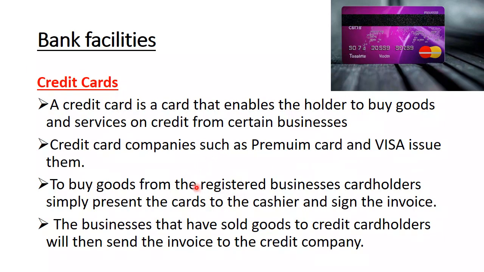You want to buy some goods from a business that of course is registered with a credit card company. So you just have to present your credit card and then sign what is called the invoice. Once you do that, then they are going to claim the amount you have bought the goods on from the credit card company. Now the credit card company is the one that's going to deal with you. So that's how it works.